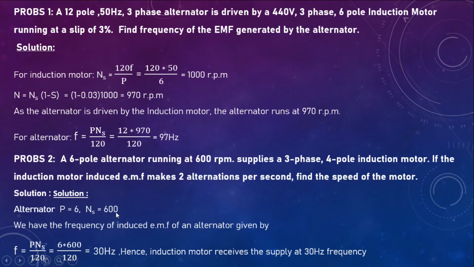Fine. Start with alternator. 6 pole, 600 rpm, synchronous speed of alternator 600 rpm, it has been given. And to find out the supply frequency, Pn by 120, 6 into 600 by 120 will give 30 Hz. I already told that the frequency of the rotating magnetic field is same as the supply frequency.